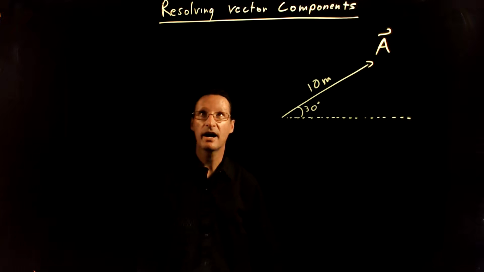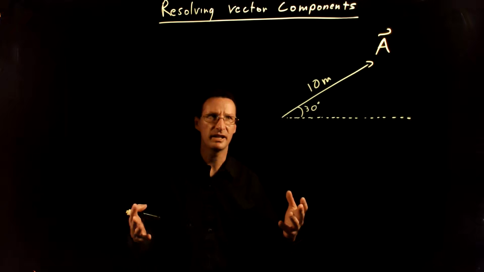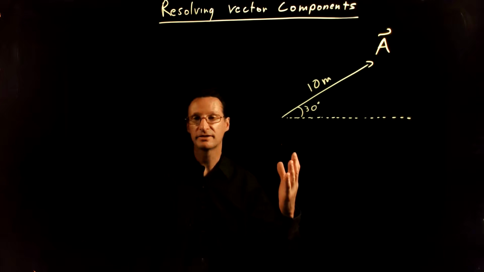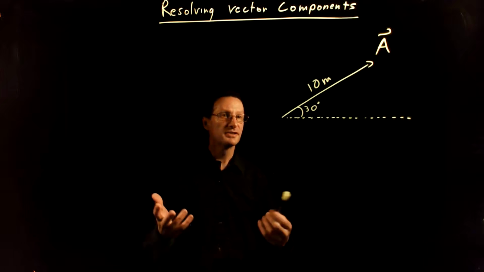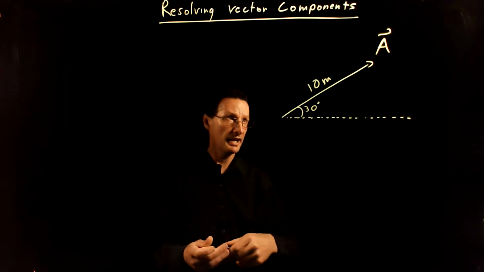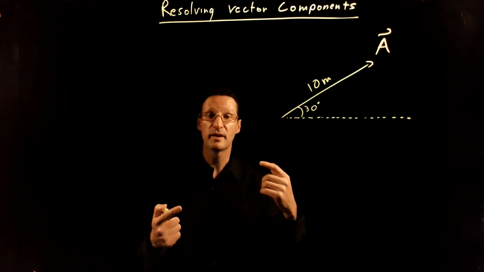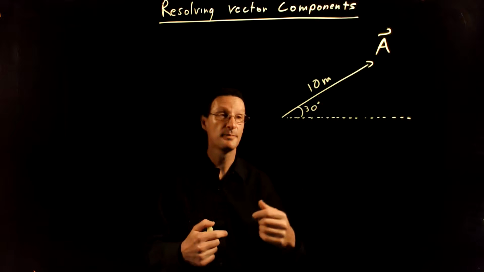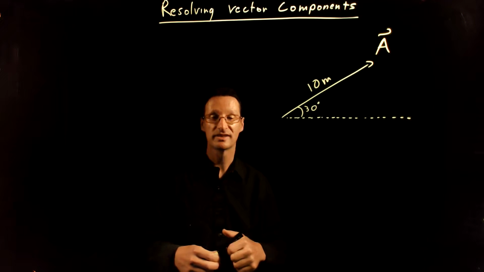Let's talk about how to resolve vectors into their components. So what are components anyway? Well, those are the parts of a vector that point along the x and y directions. Let's start with an example. In this example, we have a vector A, which has a magnitude of 10 meters. Remember, the magnitude is always positive, and it has an angle of 30 degrees to the horizontal.